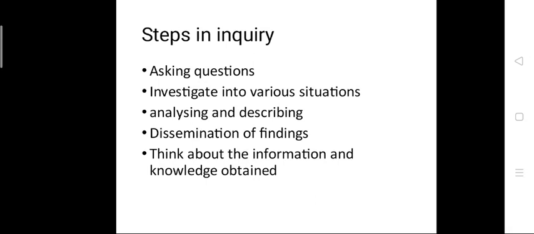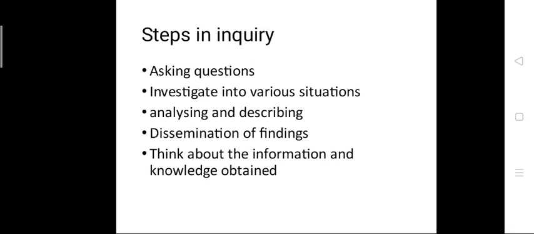Then only will we understand whether this data is relevant, whether it is capable of answering our question, whether we need more data, or whether these data are irrelevant. We need to collect fresh data or additional data like that. So that analyzing and describing is the third step.